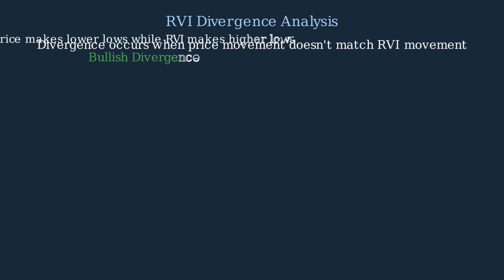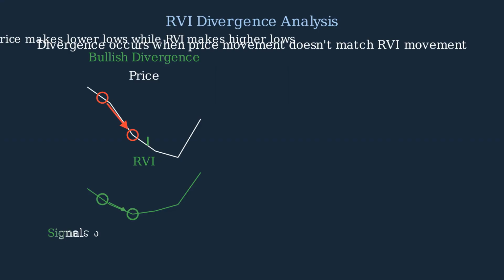Bullish divergence appears when price makes lower lows while the RVI indicator forms higher lows. Notice how the price drops to lower levels while the RVI forms progressively higher lows. This bullish divergence suggests that selling momentum is weakening despite lower prices, signaling a potential upward reversal.